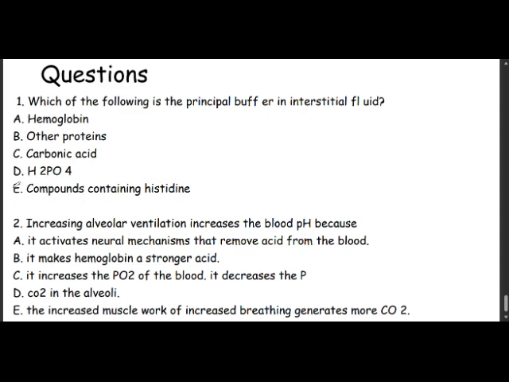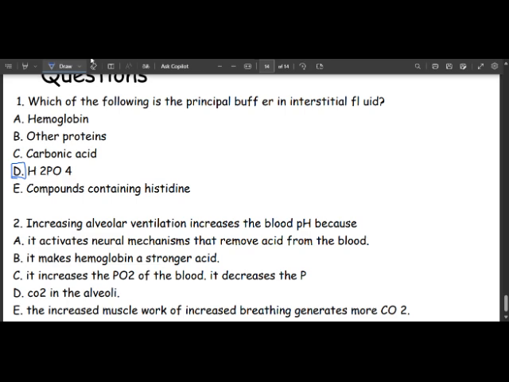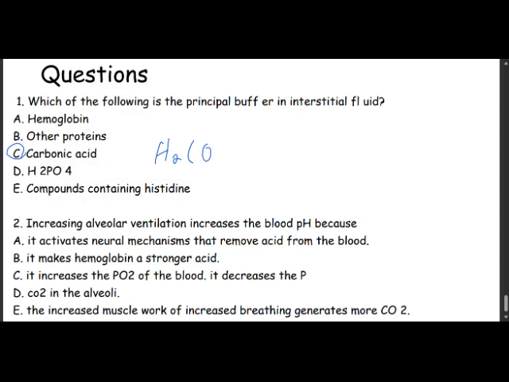So the principal buffer is the carbonic acid. Or sorry, this is not the carbonic acid. Carbonic acid is C. This is the carbonic acid, that is the H2CO3. That's the carbonic acid. That's the principal buffer. It's the one that will dissociate into the H plus and the HCO3 minus.